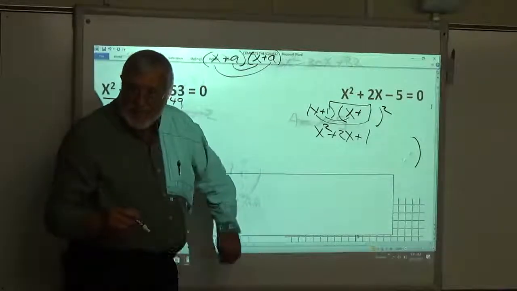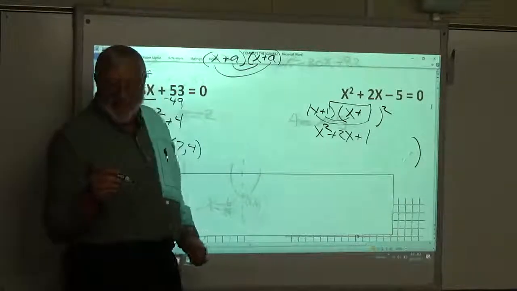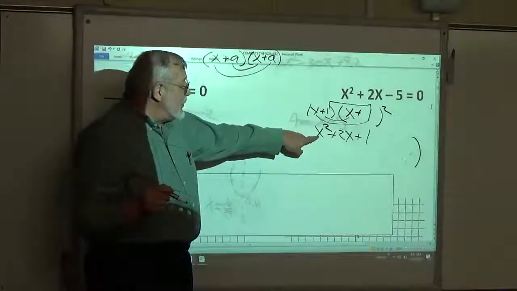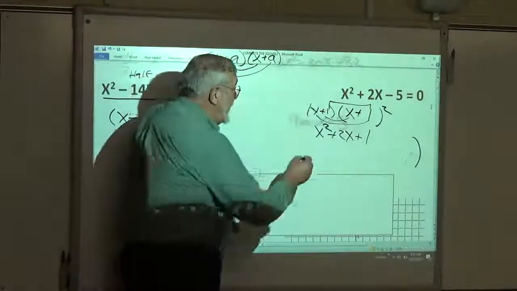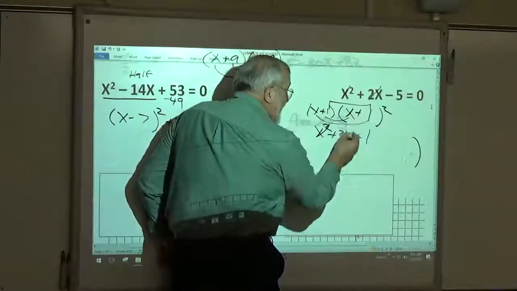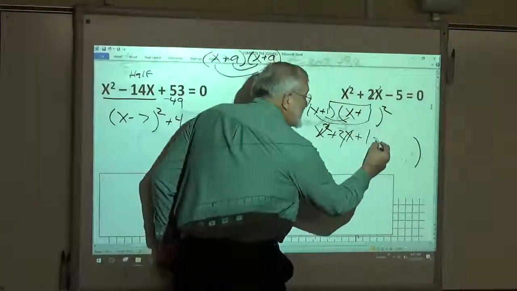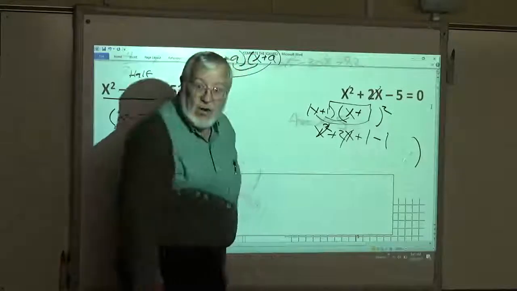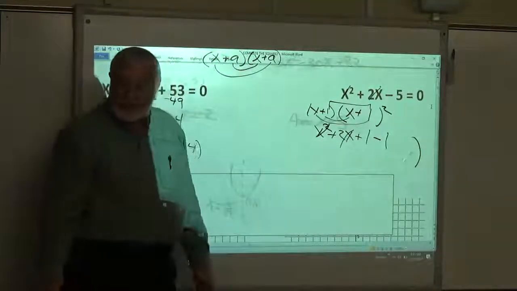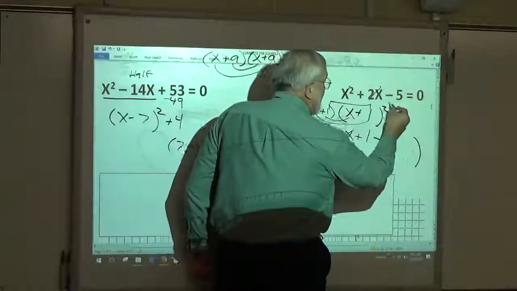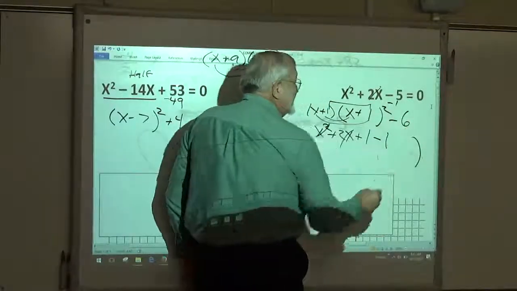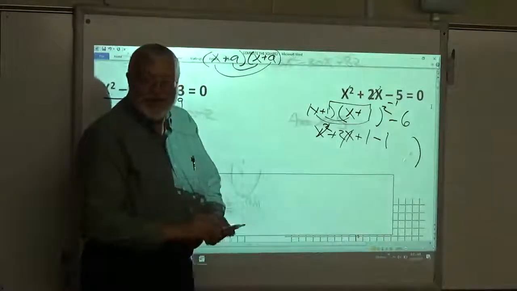Okay, you see that? X squared. Now, these two right here, I've already got. But look what I added. I added a plus 1, so unless I add a negative 1 to make 0, I've changed the problem. Right. So therefore, I put a negative 1 here, and that's going to make that negative 6. All right?